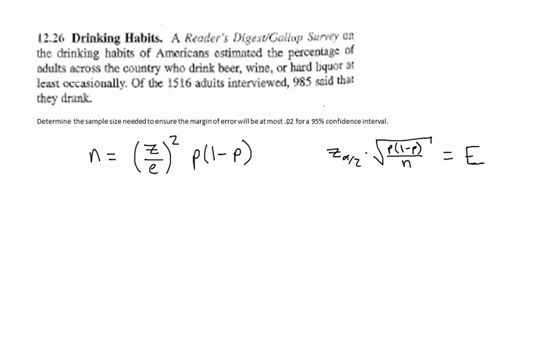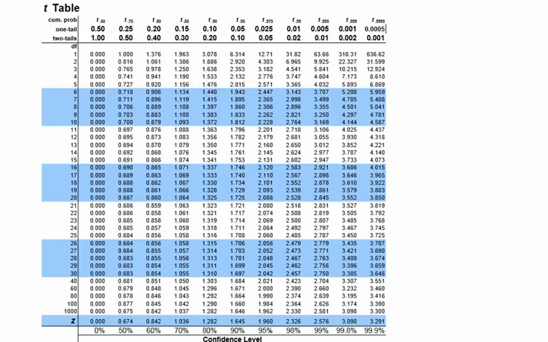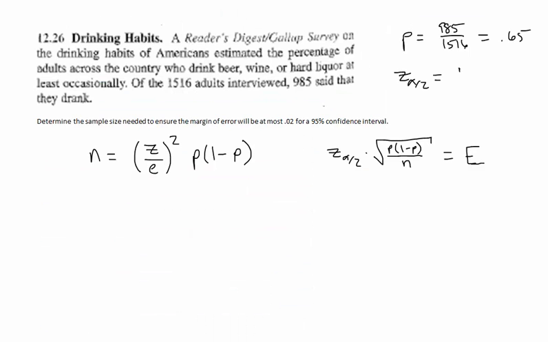So in this case, we know that P is equal to 985 divided by 1516, which is equal to 0.65. And then Z alpha over 2 is equal to, now we have a 95% confidence interval, so we go to our table and we see 95% confidence interval, Z is 1.960. So we go back to our problem and it's 1.960. And now we plug all our numbers in.